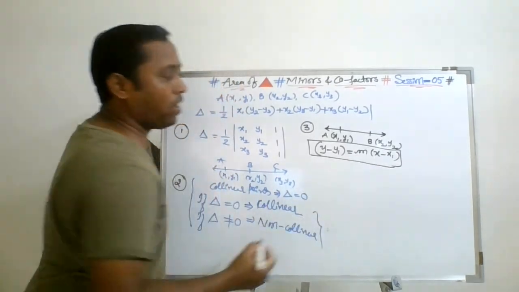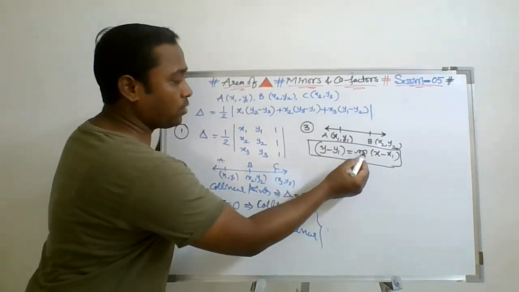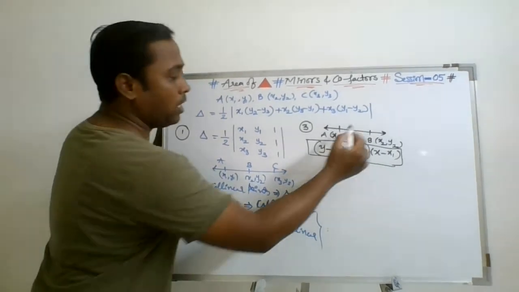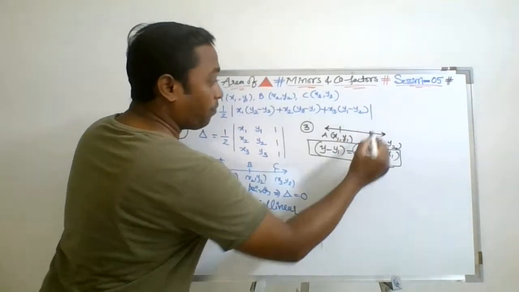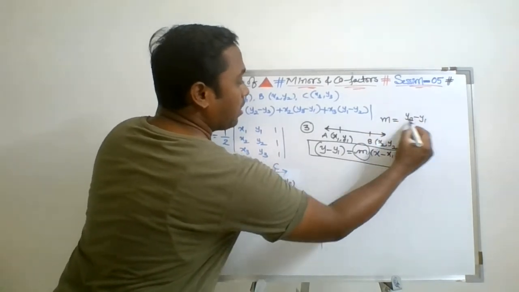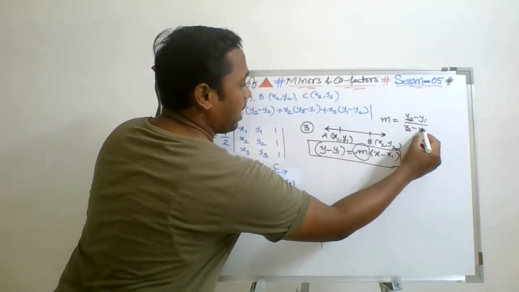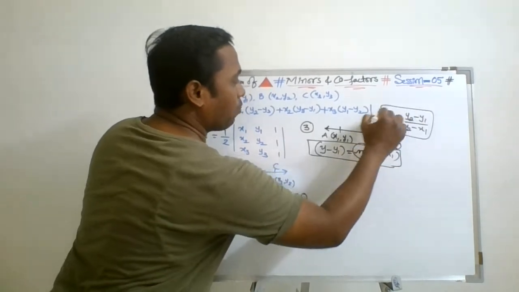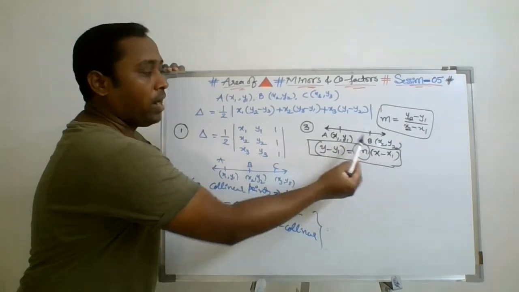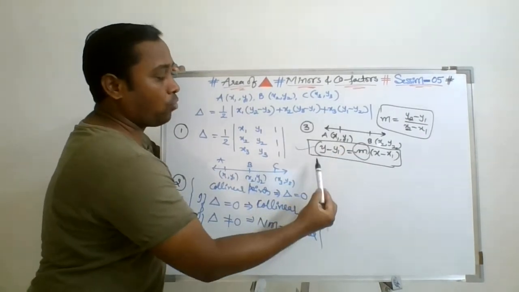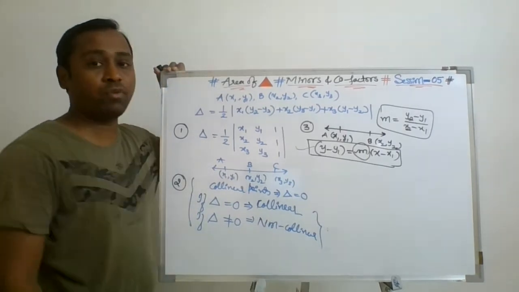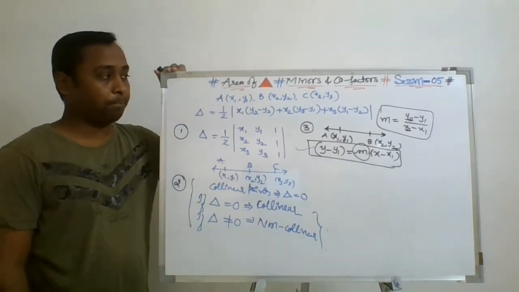So how can we find this equation? Simply, first by finding the slope. How can we find the slope? Basically, the slope is given by the formula y2 minus y1 by x2 minus x1, the difference of y coordinates upon difference of x coordinates. So once we find the slope, we will use this equation y minus y1 is equal to m into x minus x1, which will give the equation of the straight line.